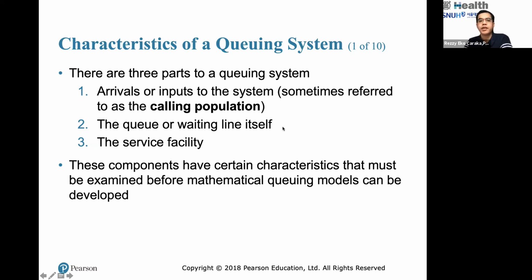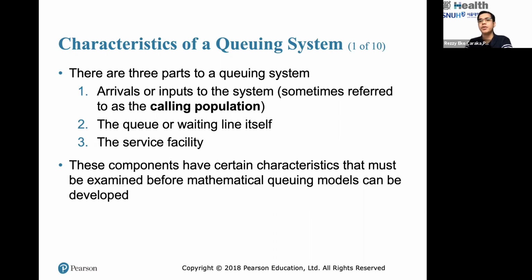About the characteristics of a queuing system, we have the three parts of a queuing system. First, the arrival or input to the system, sometimes referred to as the calling population. I already explained that. Second, the queue or waiting line itself, and also the service facility. These three components have certain characteristics that must be examined before mathematical queuing models can be developed.